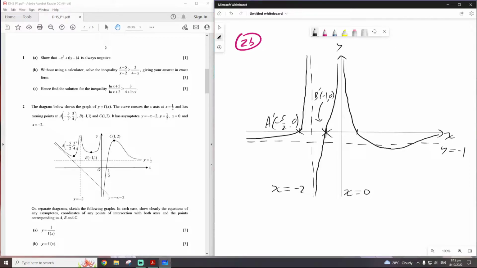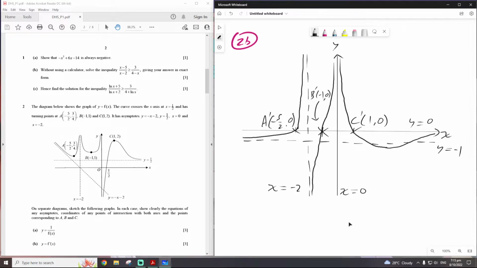Okay, and the y equals to 0, of course, as a horizontal asymptote. And this is the point C prime, which is 1 and 0. Okay, is that everything? I believe that is everything. Okay, cool. This is the graph of y equals to the derivative of f of x. Okay, that's all.